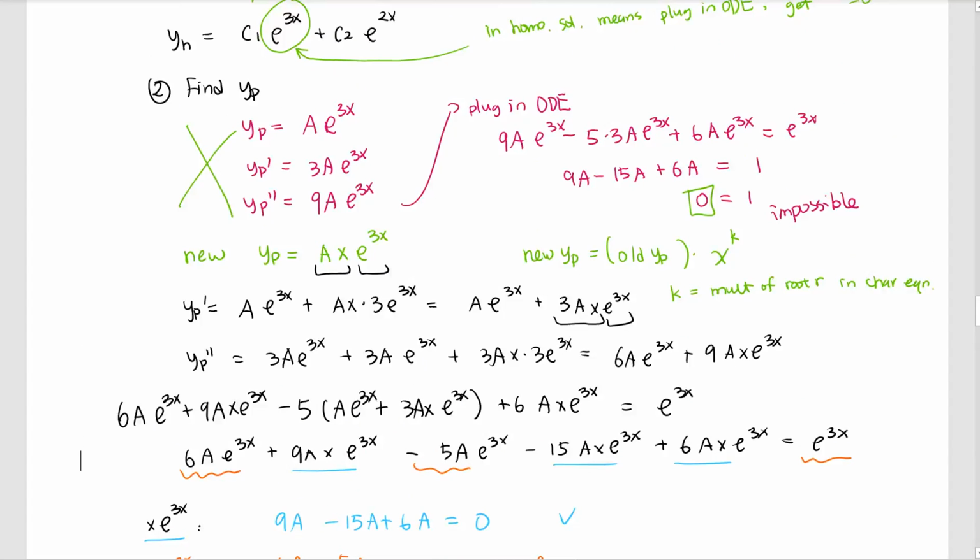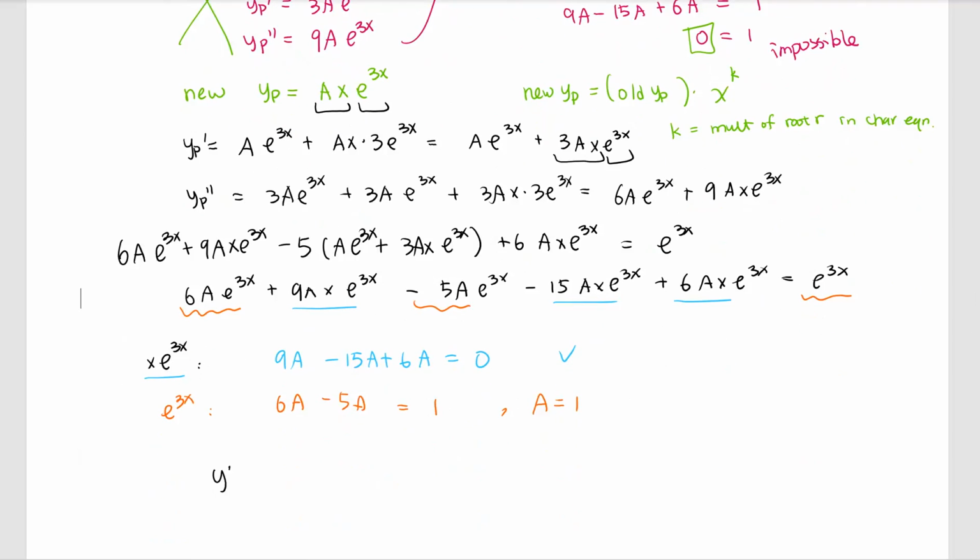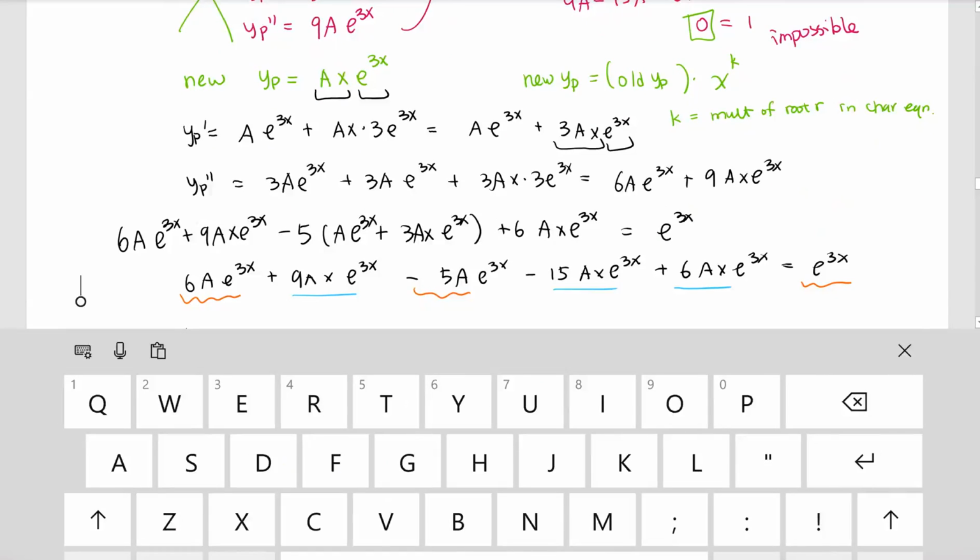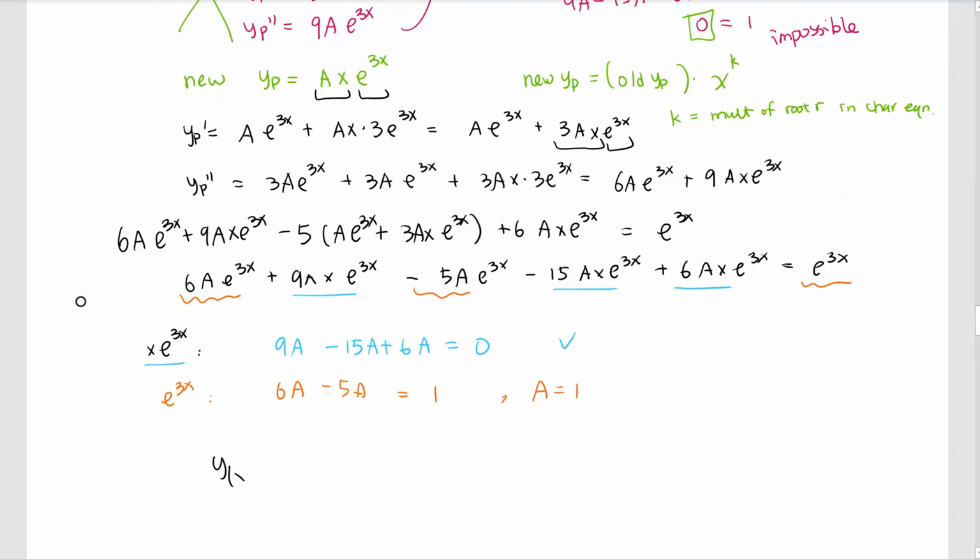And then, finally, our solution is the homogeneous solution, c1 e to the 3x plus c2 e to the 2x, plus the particular solution. A is 1, so x e to the 3x.